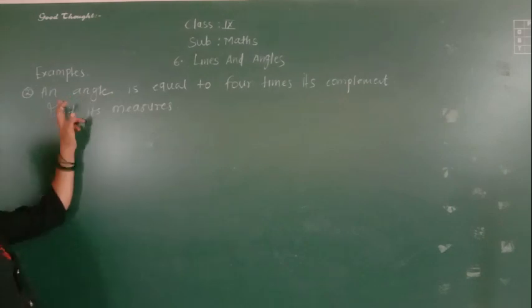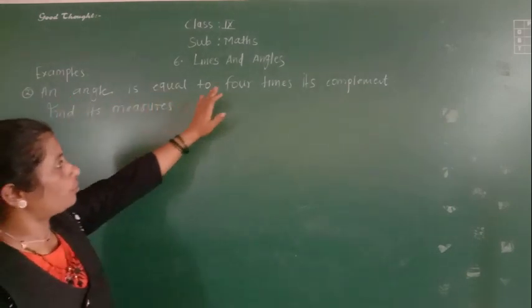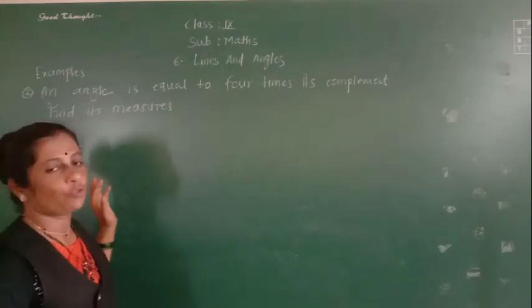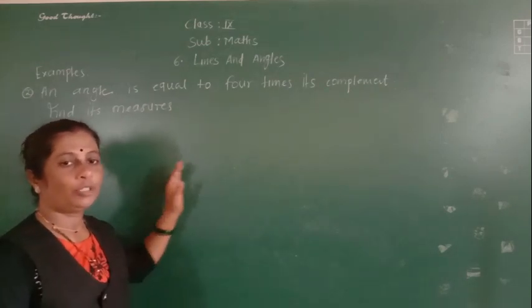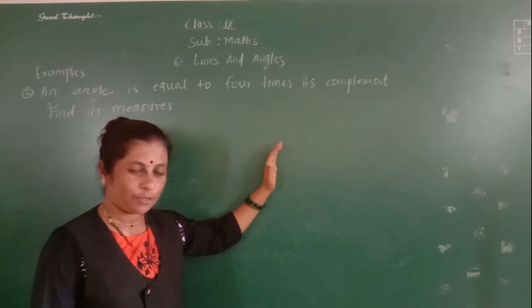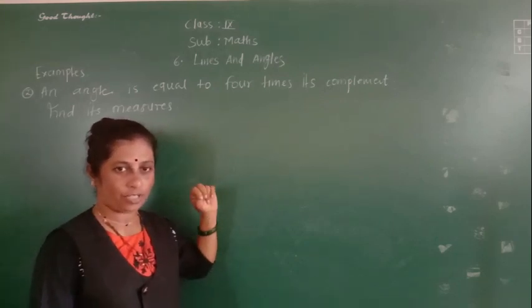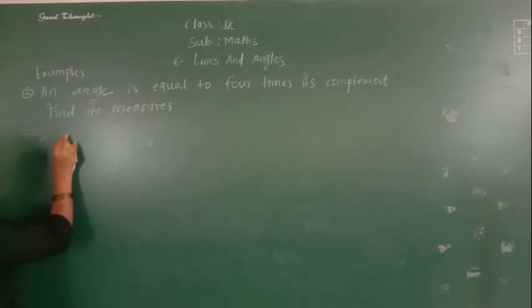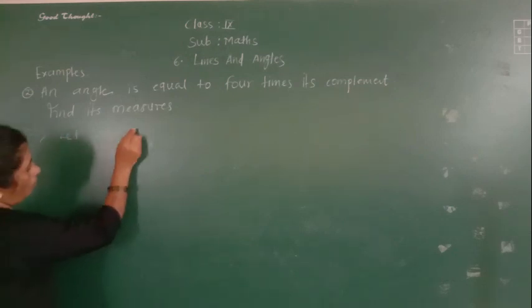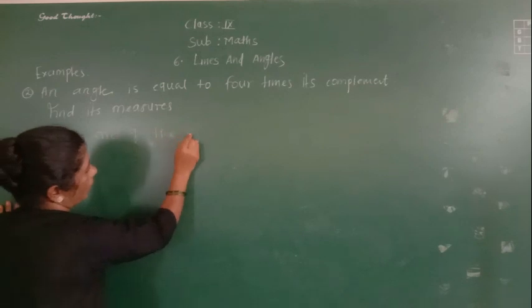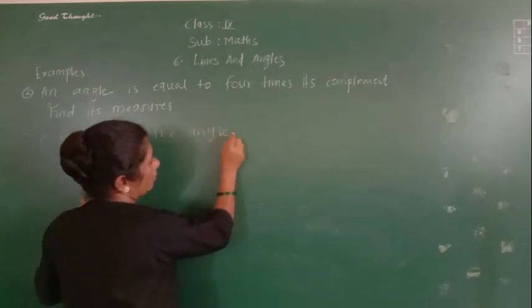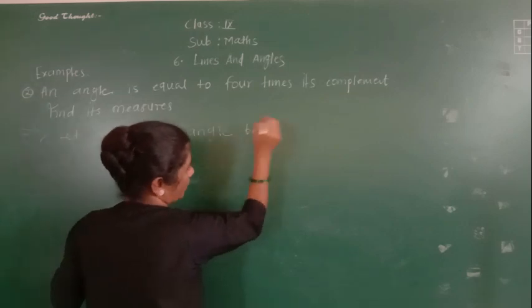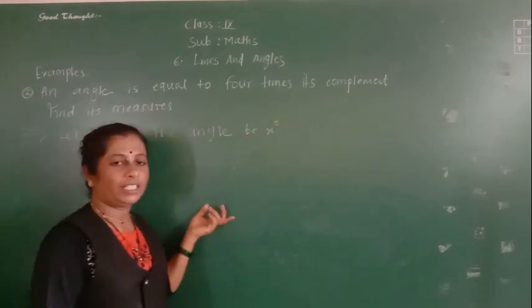The next example: an angle is equal to 4 times its complement. Then find its measure, right? Complementary angles mean the sum of the two angles is 90 degrees. So first we have to find the two angles, okay? So let the angle be x degrees. So what will be the other angle?